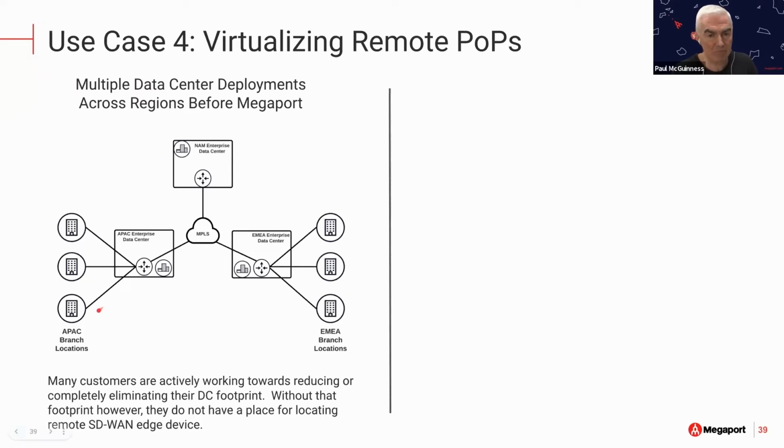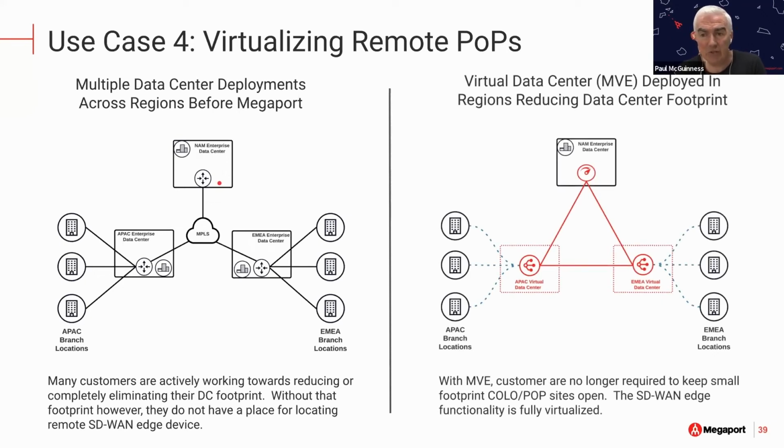So in this example, there are branches in APAC, branches in EMEA. They're connecting into a data center purely for communications reasons. And then they're also going back to a data center, a physical data center in the US, in North America. By introducing the Megaport virtual edges in APAC and in EMEA, you're essentially virtualizing that data center. You can remove your footprint from those DCs, deploy the Megaport virtual edge, but you're still keeping a footprint inside the DC, closer maybe to your headquarters, but you're removing that requirement to have that in those other remote locations.